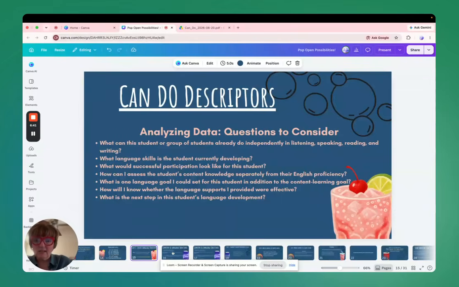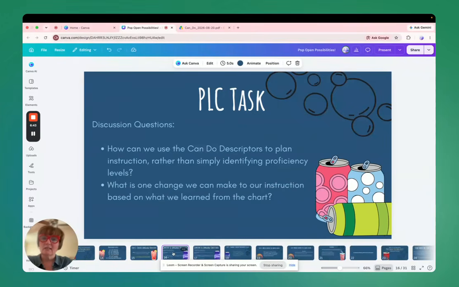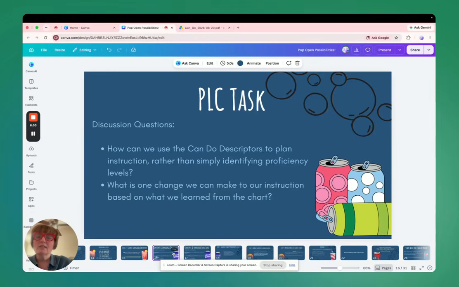All right, so let's go back. I have one last thing that I want to share with you. Our PLC task this week: how can we use the can-do descriptors? In your PLC and in your discussion, I want us to think about this, because I think this is where we've been stuck. It says, how can we use the can-do descriptors to plan instruction rather than simply identifying proficiency levels? I think we know how to identify proficiency levels. Now, how can I use those to plan instruction? And the other question I want you to discuss together is, what is one change we can make in our instruction based on what we have learned from the charts?